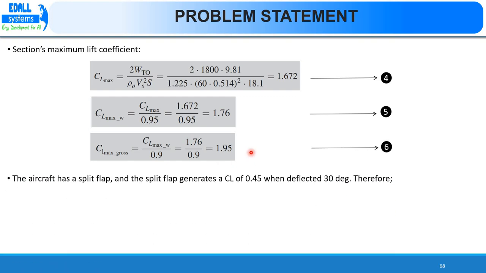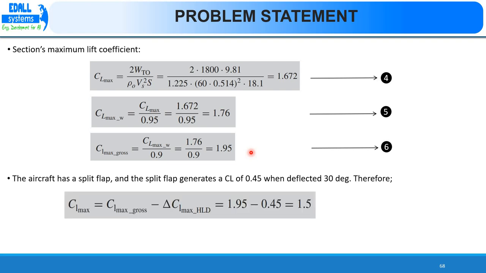As mentioned in the problem statement, the aircraft has split flap. The lift increment coefficient generated by the split flap is 0.45 when deflected at 30 degrees. Therefore, maximum lift coefficient equals wing airfoil gross maximum lift coefficient CLmax gross minus lift increment coefficient by the split flap, which is 1.5. After substituting the values, you'll get the wing airfoil net maximum lift coefficient CL max as 1.5.